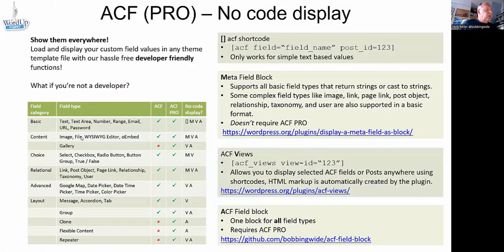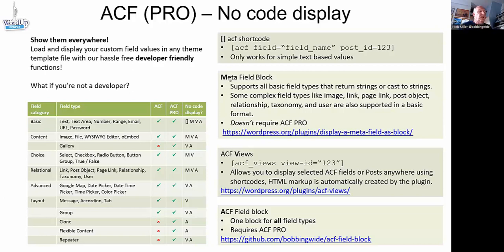Well, the question is, if you're not a programmer, how do you display this content? Because it looks like it could get quite complicated. And the answer is, well, you've got a number of different choices. The first one is to use the ACF shortcode. Well, that's very limited because it only works for fields which have simple text-based values. And as you can see, I've only put those little square brackets into this thing here.